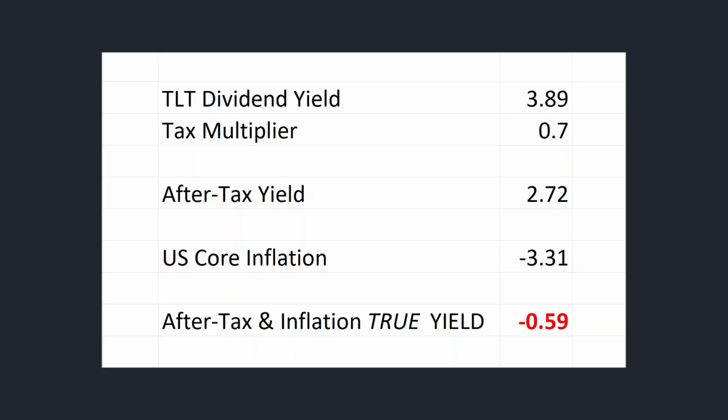So let me provide you a quick update on what the true yield is on TLT after we account for inflation and taxes and what the outlook for TLT should be. The after-tax and inflation true yield on TLT is minus 0.59. How we calculate this true yield for TLT is to start with our dividend yield, which is 3.89, adjust for taxes that you pay, and then back out core inflation. U.S. core inflation has moved up recently. So we're losing more than 0.5% just by holding the investment.